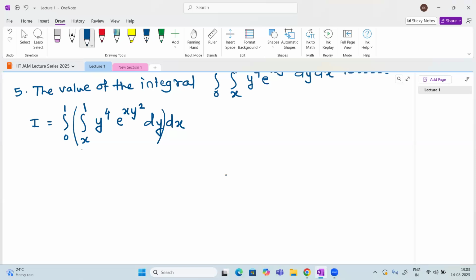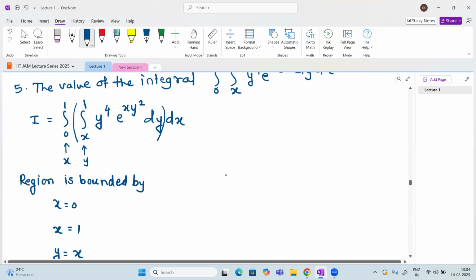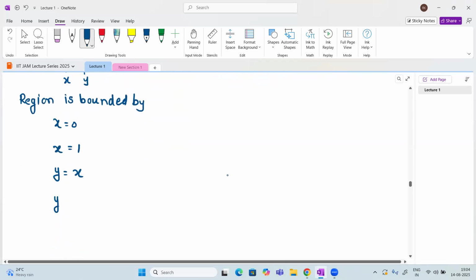The limits of y are x to 1, and the limits of x are 0 to 1. Yeah. So the region is bounded by x is equal to 0, right? x is equal to 1, y is equal to x and y is equal to 1.